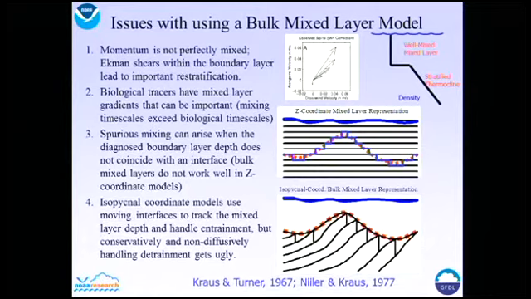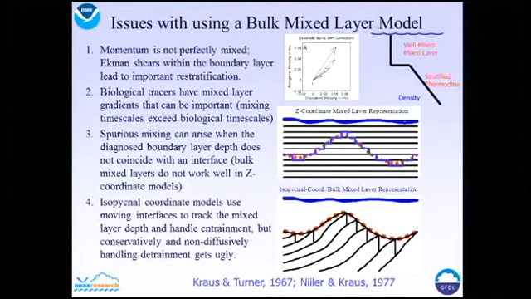So the big issues with the bulk mixed layer in using climate models, first off, momentum is not perfectly well mixed. As I said earlier, you have Ekman spirals, Ekman shears that can be important in driving restratification. We were able to solve that sort of by adding a few degrees of freedom in a mixed layer where you assume that T and S are well mixed, but not velocity, but that has some limitations. Biological tracers can also have important gradients in the mixed layer, and the reason for this is that the mixing timescales are not all that different from some of the timescales on which biological processes occur.